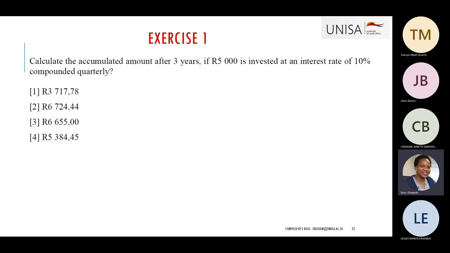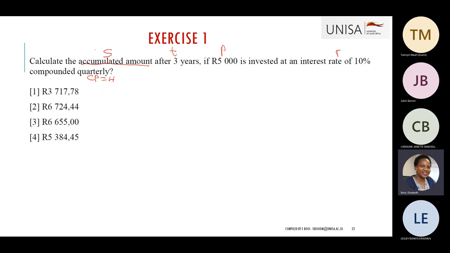Calculate the accumulated amount after 3 years if 5,000 is invested at an interest rate of 10% compounded quarterly. So what does the question ask? Calculate the accumulated amount. I'm going to do this one for the manual people first, and then we're going to do it for the financial calculator. Accumulated amount means they're asking me to calculate the future value. After 3 years, that is how long, that is T. If 5,000 is invested, this will be my present value. At an interest rate of 10%, that is my rate, and it is compounded quarterly. Therefore, my compounding periods, there are four.